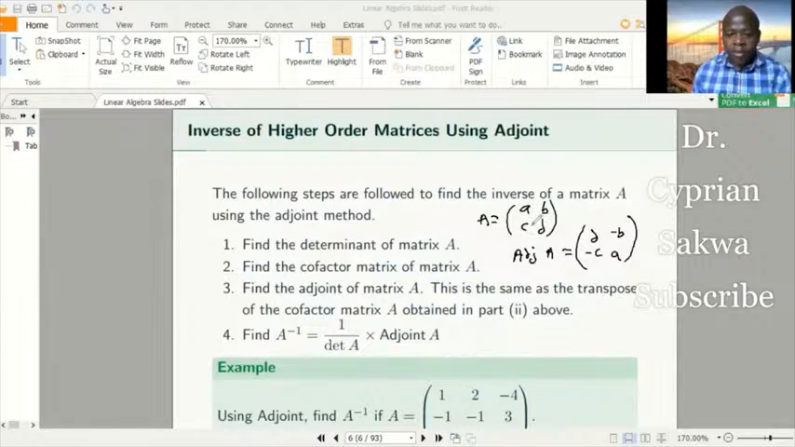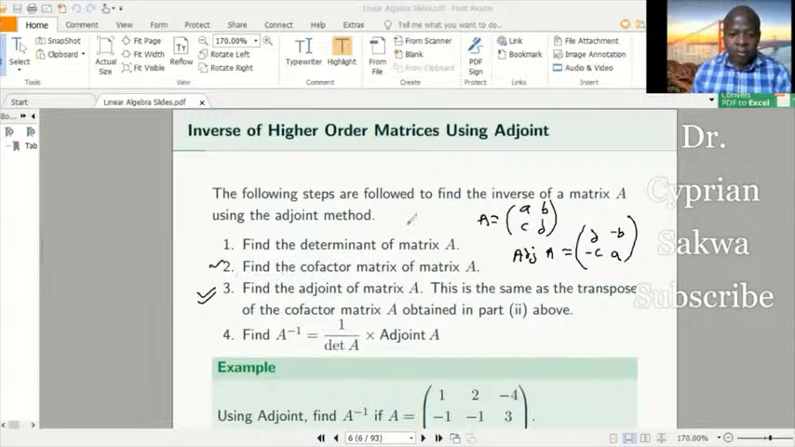Now, what is important for us is how do we get the adjoint of a 3 by 3 matrix, a 4 by 4 matrix, a 5 by 5 matrix, and so on. And that's what I've written here: the adjoint of a matrix A of higher order will be the same as the transpose of the cofactor matrix that we obtained.